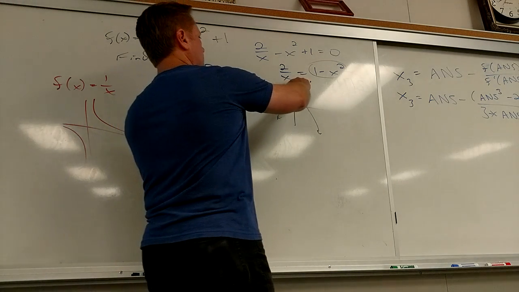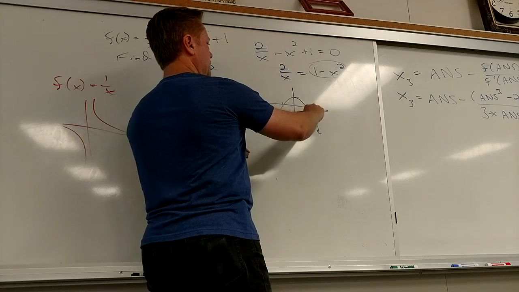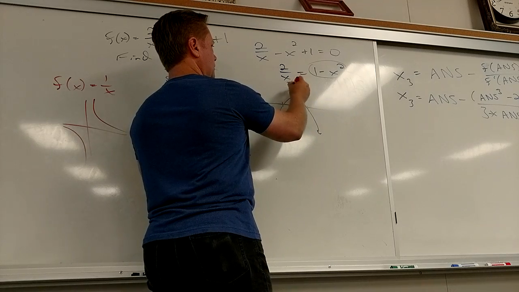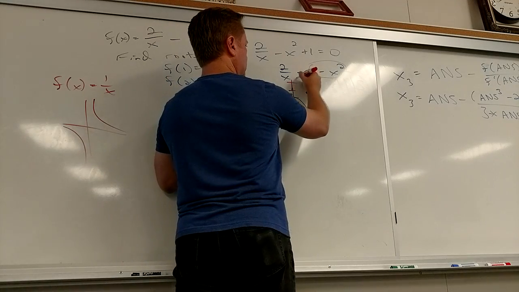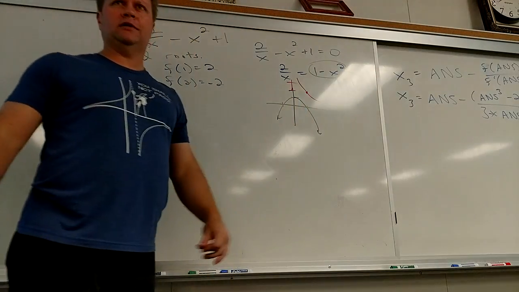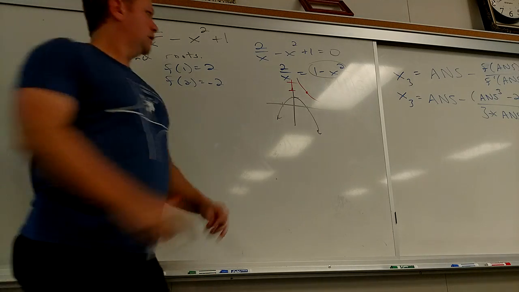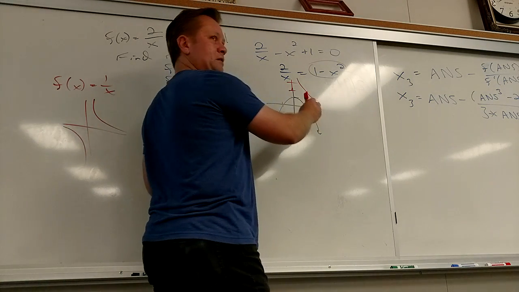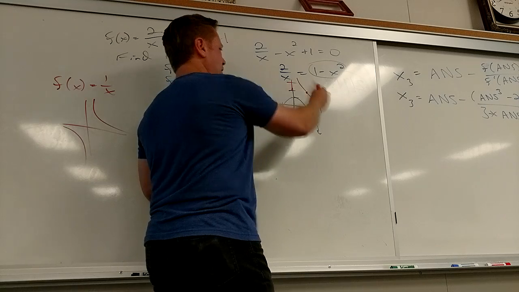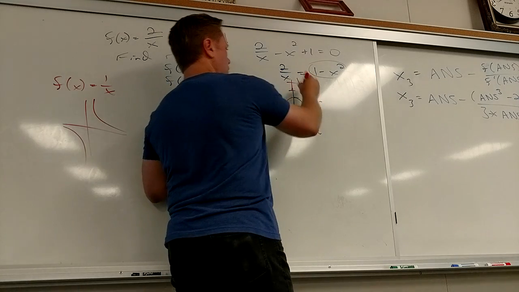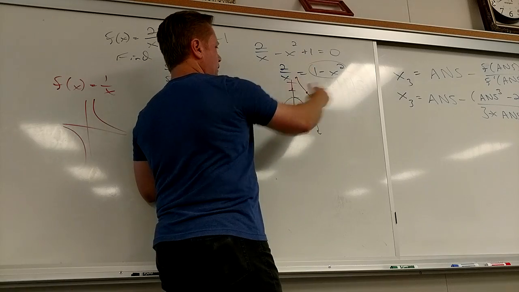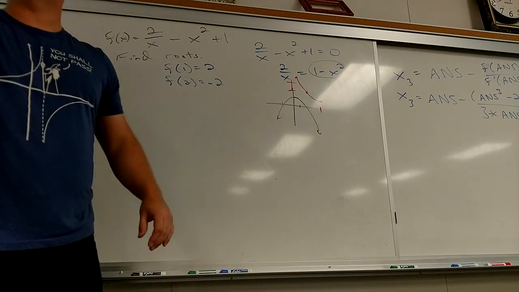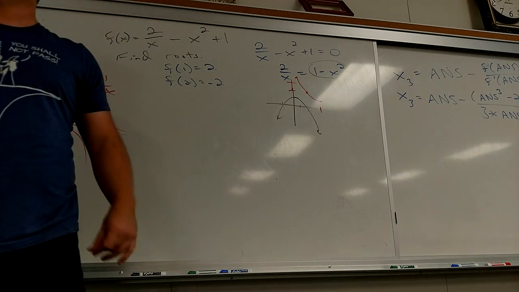2 over x. At 1, where is 2 over x? 2. And then it goes like this. So screw that side of it, right? At 2, where would it be? 1. 2 over 2 is 1. And at 1/2, it's going to be at 4. They're not going to meet over there. Are you guys with me? I can forget about that whole part.